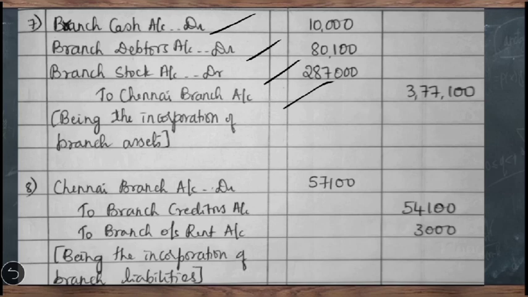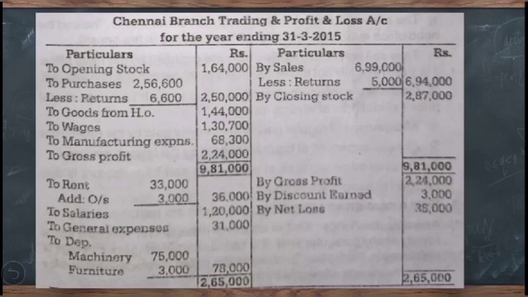The next incorporation entry will be for incorporating the liabilities of the branch. Here there are 2 liabilities, that is creditors and outstanding rent amounting to 3,000. So the entry is Chennai branch account debit to branch creditors account 54,100 and branch outstanding rent account 3,000. Here we complete all the 8 incorporation entries. After this, we have to show the branch trading and profit and loss account.